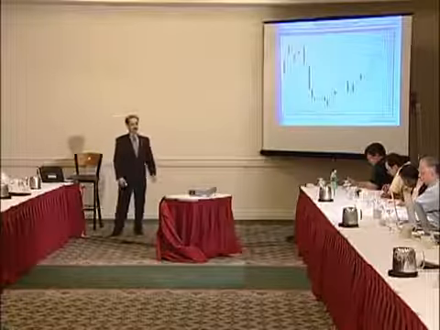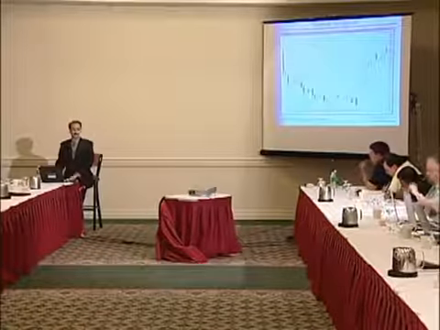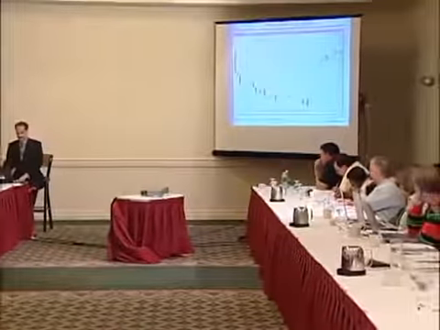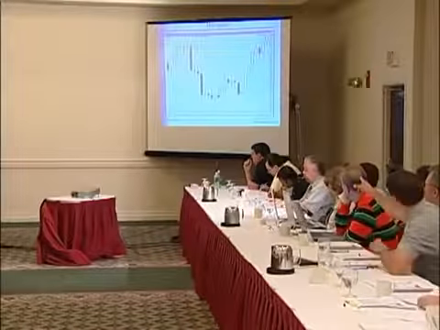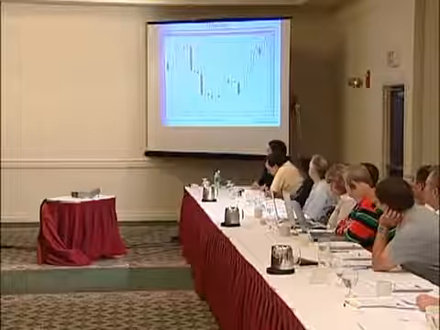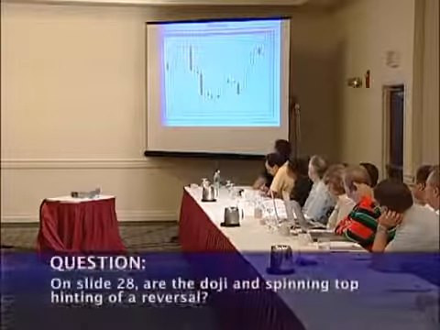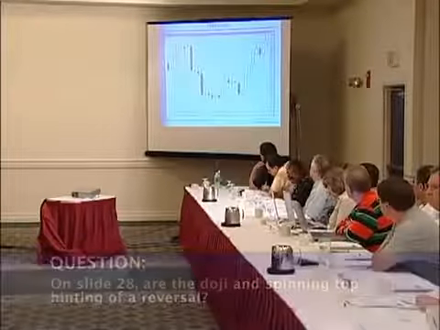Question? Go back to that last slide. The one that we were using was a demonstration. You have a downtrend, and you have a doji or a spinning top. Three bars. So wouldn't you already be looking for a reversal at this point? Yeah, that's a good point.